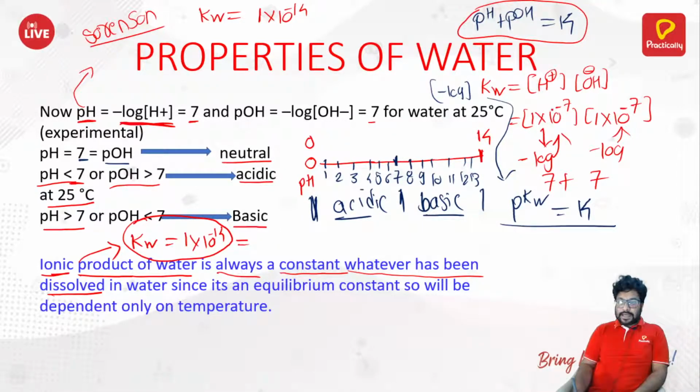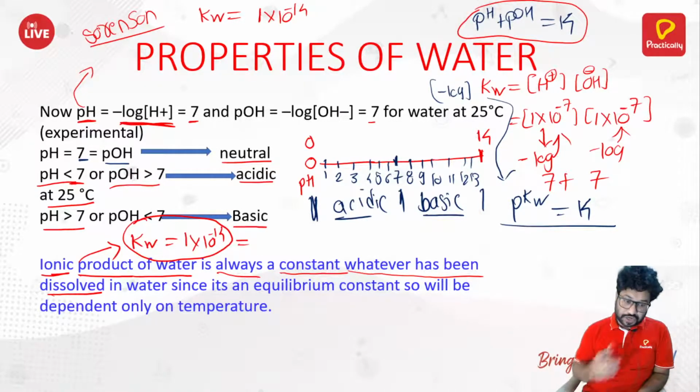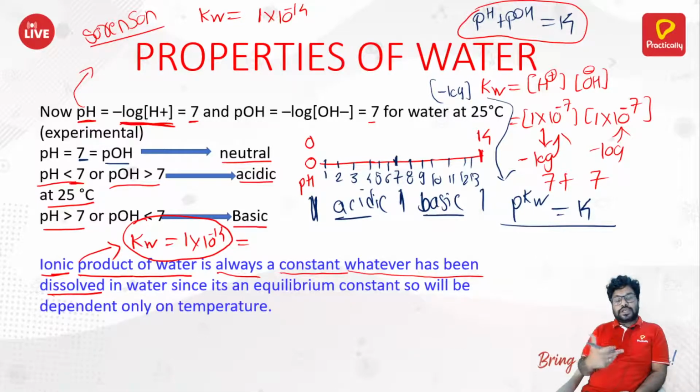As you have already seen, this Kw is nothing but the product of H plus ion concentration and OH minus ion concentration. The H plus ion concentration is 10 raised to minus 7, and the OH minus ion concentration is also equal to that. So together they give you 10 raised to minus 14, and that is called the ionic product of water.